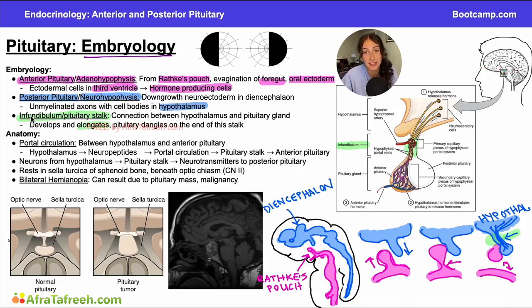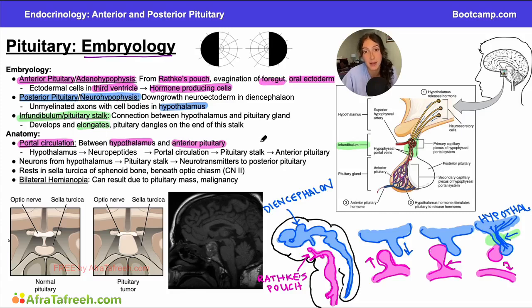And now that you understand the embryological origin of a lot of these structures, I think it's a lot easier to understand some of the important anatomical relationships between the hypothalamus and the pituitary. So first, let's talk about portal circulation. So portal circulation is going to be how your hypothalamus communicates with your anterior pituitary.